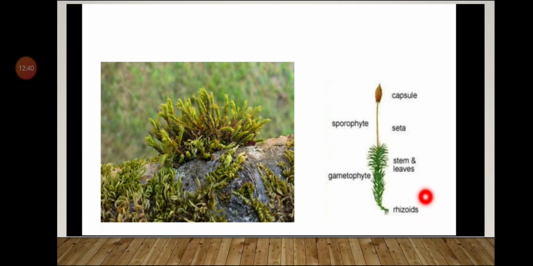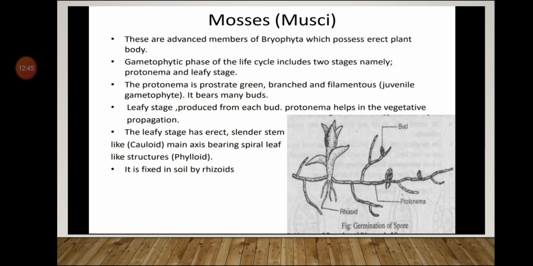Root-like structures are known as rhizoids. Stem-like structures are known as cauloid, and leaf-like structures are known as phylloid. All these three structures are doing the functions of root, stem and leaf respectively. They perform the same function as root, stem and leaf, but we cannot call them root, stem and leaf, since they are not that much developed.